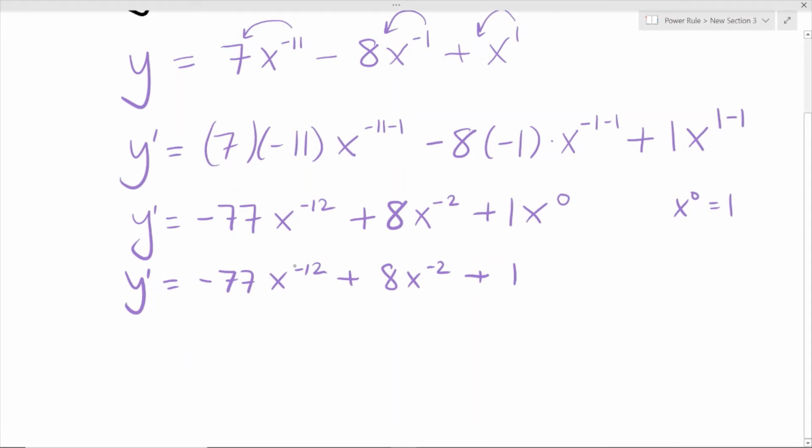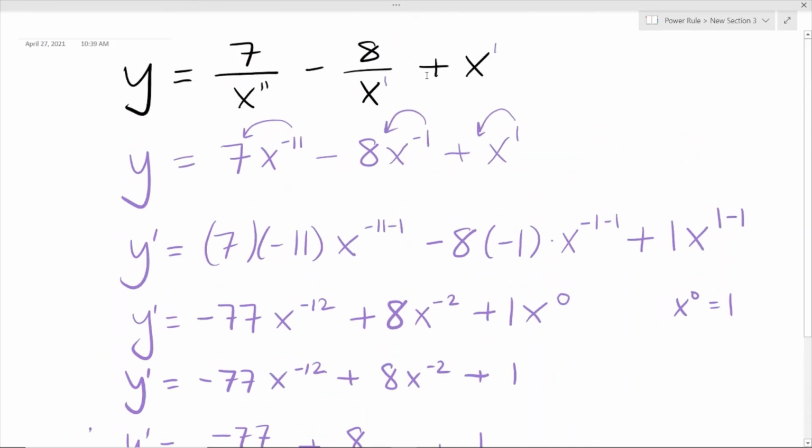So now we have the negative exponents. We can rewrite these, put them in the denominator so we have positive exponents. So y prime is going to be equal to negative 77 over x to the exponent of 12, instead of negative 12. And now plus 8 over x to the exponent of 2, because this is x to the exponent of negative 2. It's now a positive exponent, but in the denominator, then plus 1. So plus 1, just like that. And there we have it. We have found the derivative for this function right here.